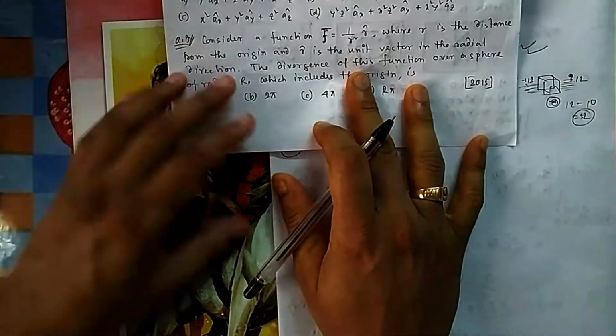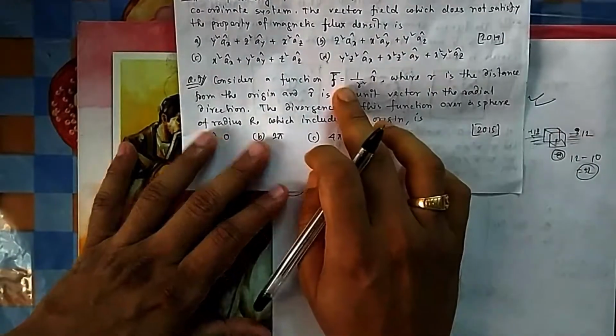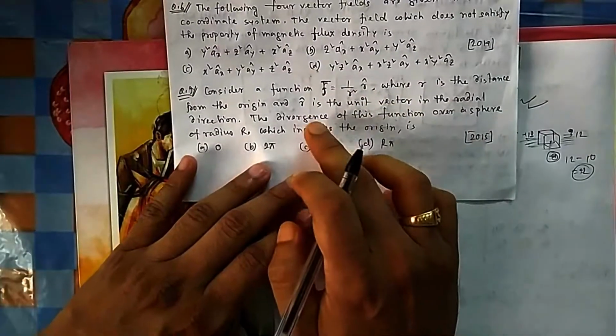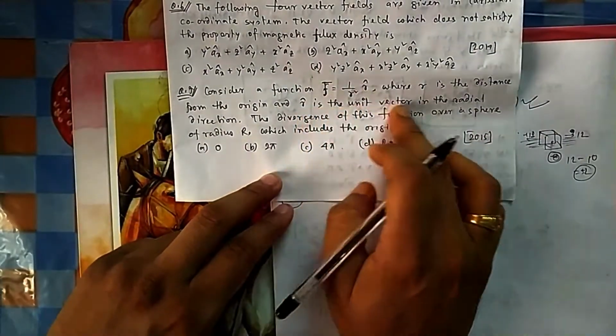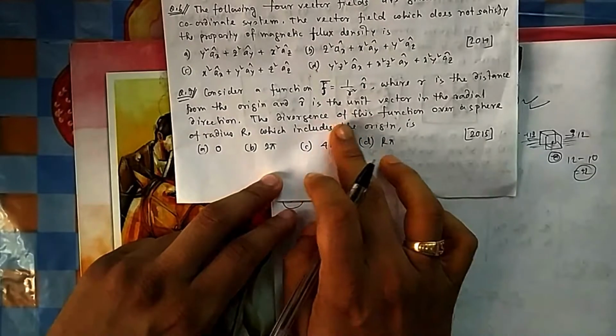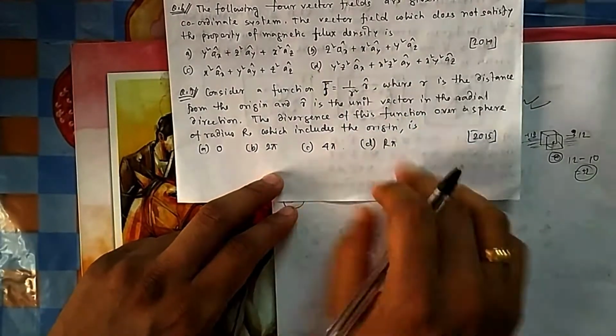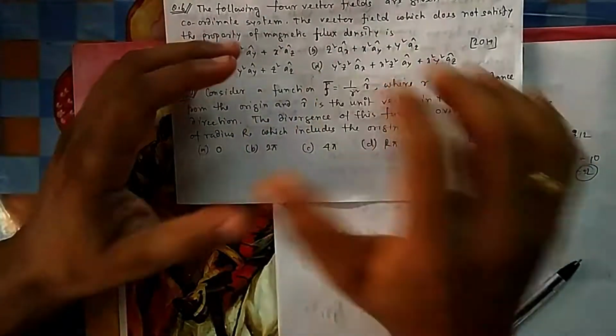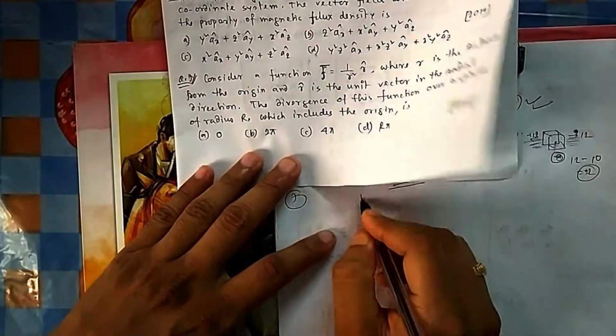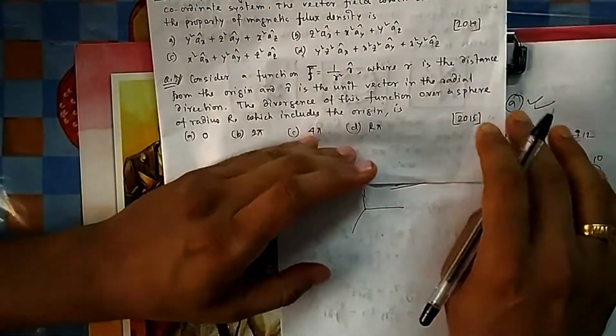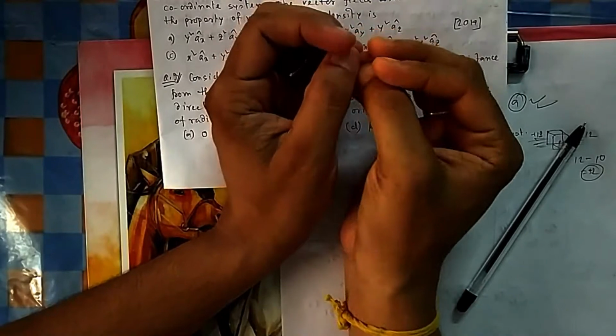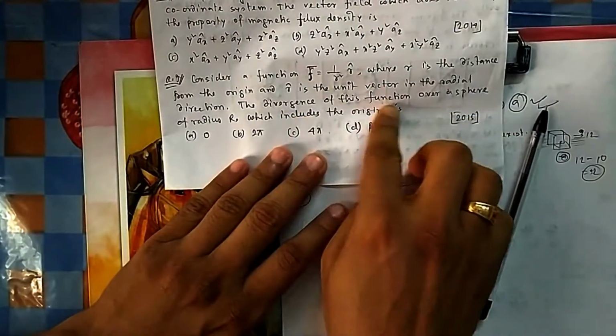Now if you come to question 7, consider this function. F is a function of this, where r is the distance from the origin and r-hat is the unit vector in the radial direction. Then find the divergence of the function over the sphere. So you have a sphere of radius r which includes the origin, and you have to find the divergence of this function.